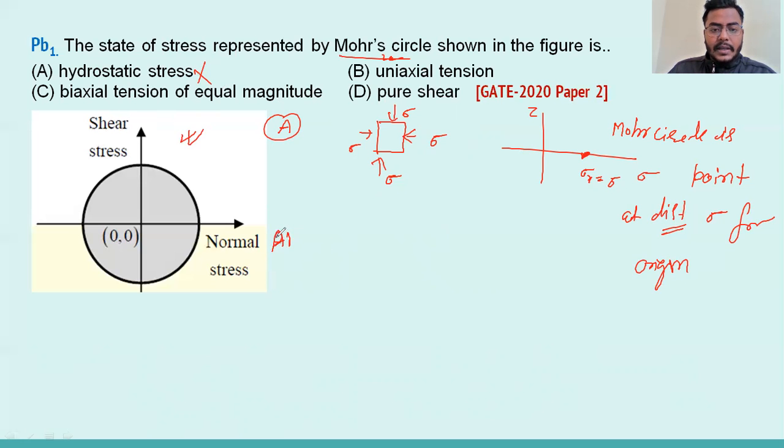Let's discuss B. Uniaxial tension. Uniaxial tension means a tensile stress, suppose sigma, is acting in one direction. Either you can draw it in this direction or in this direction. So I'm writing this. Now we can go further drawing this. See, in this case, sigma x is not given, it means 0.